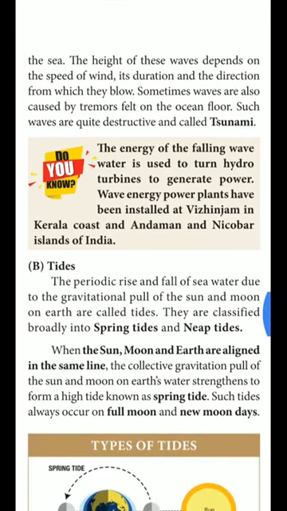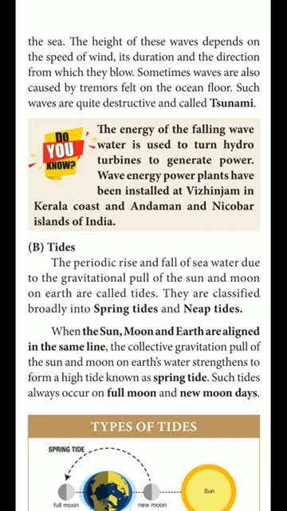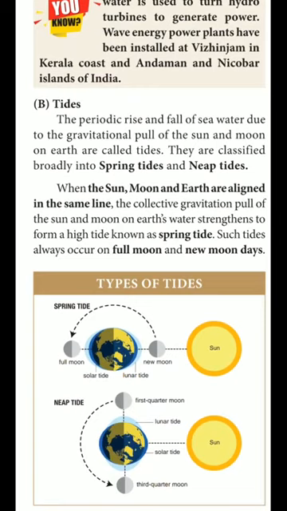Okay. Next one, when the sun, moon and earth are aligned in the same line, the gravitational pull of the sun and moon on earth's water strengthens to form a high tide known as spring tide. Such tides always occur on full moon and new moon days. So during full moon and new moon day, what type of tide occurs? That is the spring tide. Okay, students, how do spring tides occur? When these three, sun, moon and earth, come in the same line, spring tide will occur. Such tides always occur on full moon and new moon days. In Tamil we say Pournami. Okay, next one, from this picture we can understand about these types of tides.